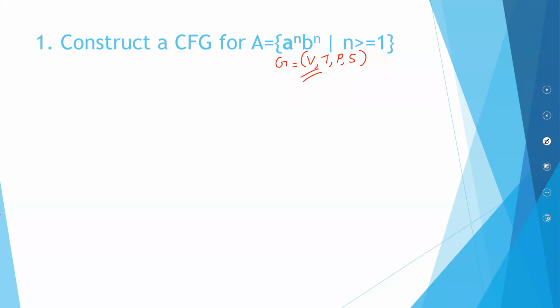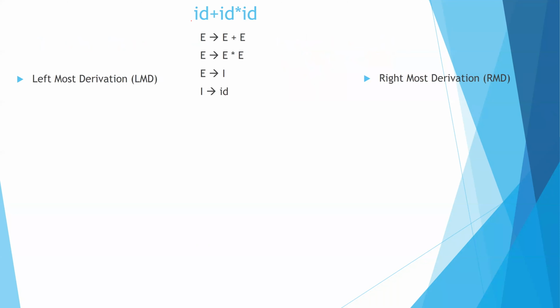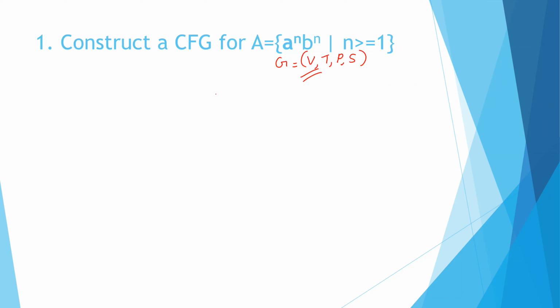Now, if you see earlier, we did have the grammar E is E plus E. What you should be doing is making these kinds of production rules for any given language. Now let's see how we do that. For a^n b^n, it means the language will consist of strings like AB or AABB, and so on.